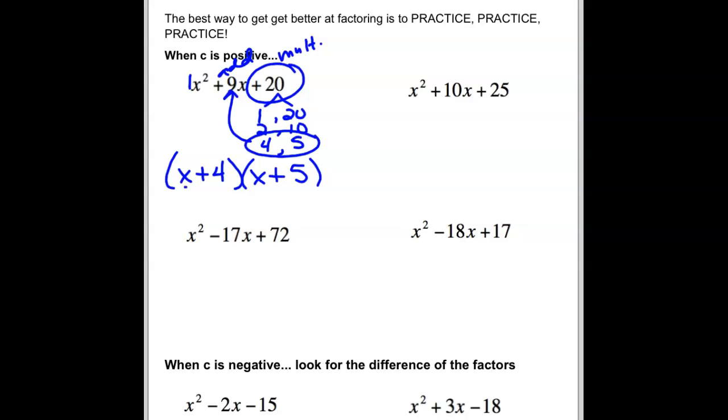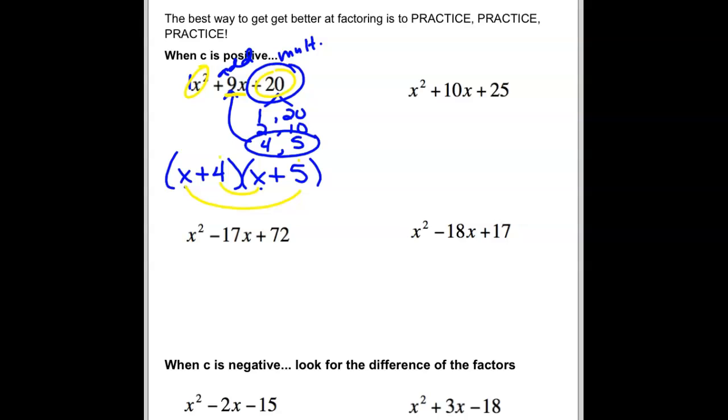Okay, so for example, x times x would give us the x squared. The insides and outsides, we get 4x plus 5x will get us that 9x. And our last term is the 4 times the 5, which gets us the 20.